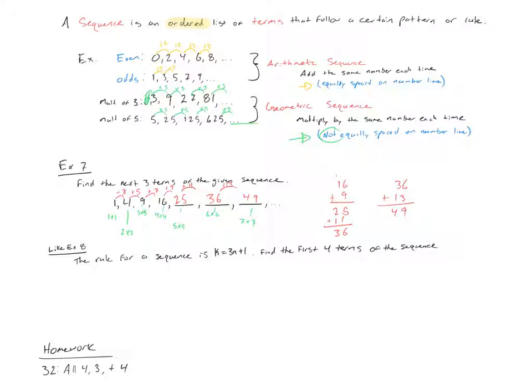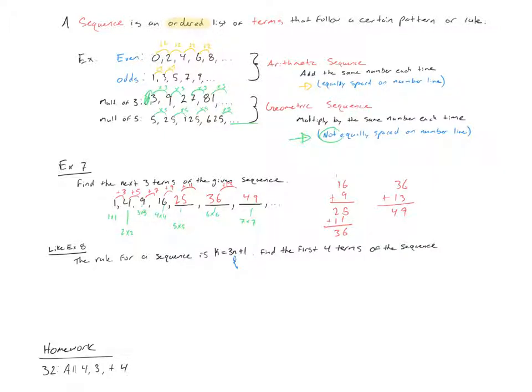It's like number 8. It says, the rule for a sequence is k is equal to 3n plus 1. Find the first 4 terms of the sequence. Well, the first 4 terms, notice here, this gives us a rule, right? It says the rule for the sequence is this. So k is going to be my terms, and n is going to be which. Remember, because it says the order. So what we need to do is we need to plug in numbers for n.